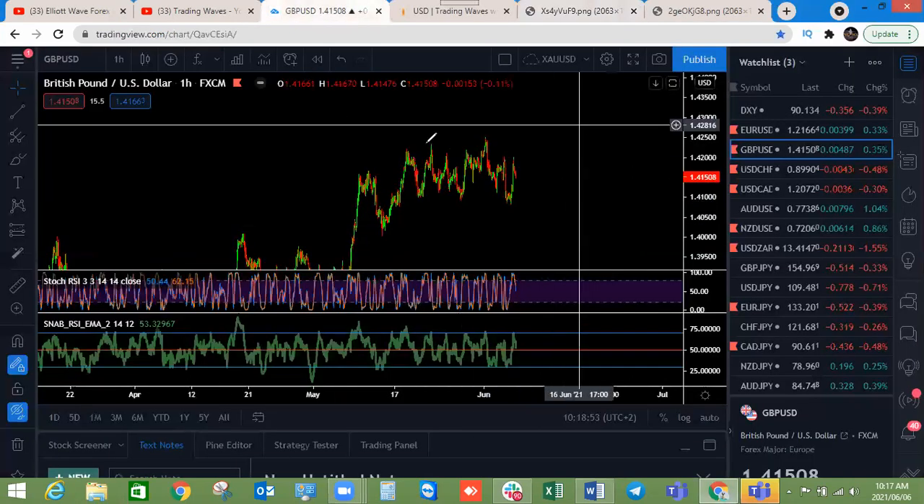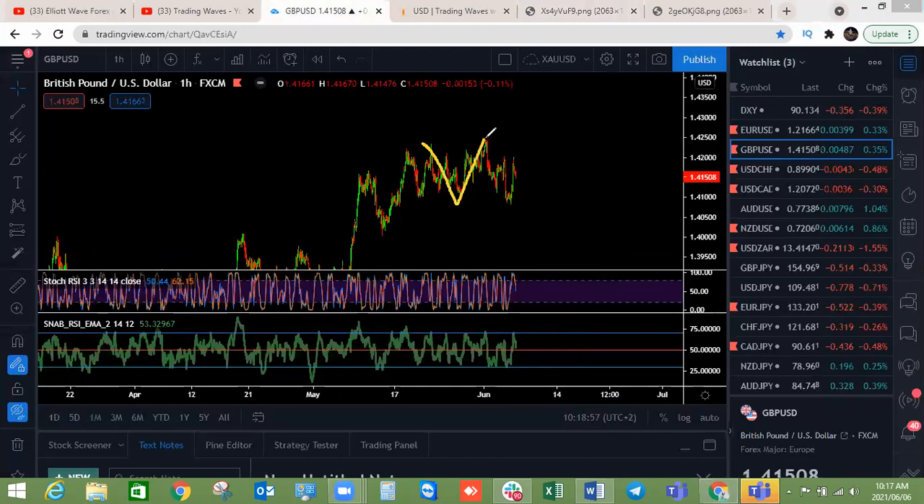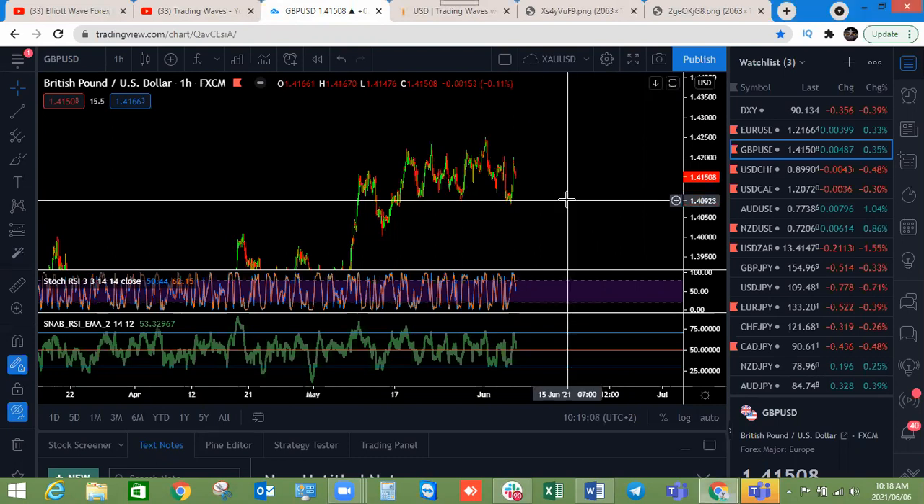So this is how this has played out: a move down in 3, a move up in 3, a move down in 3, a simple WXY corrective structure. We have pushed to the upside. Now the question is, do we continue pushing to the upside? Now, if you were trading the NFP, this is how you would have traded this.